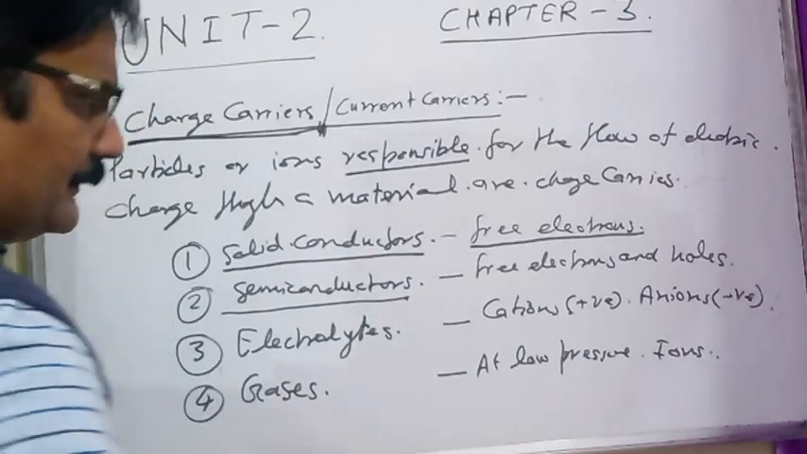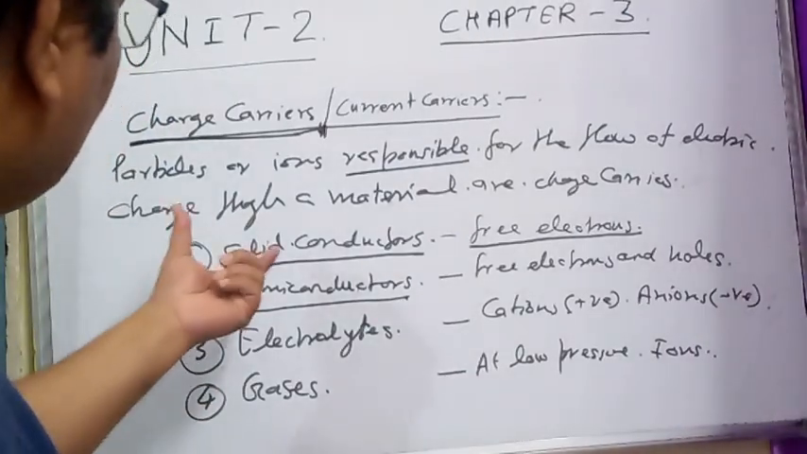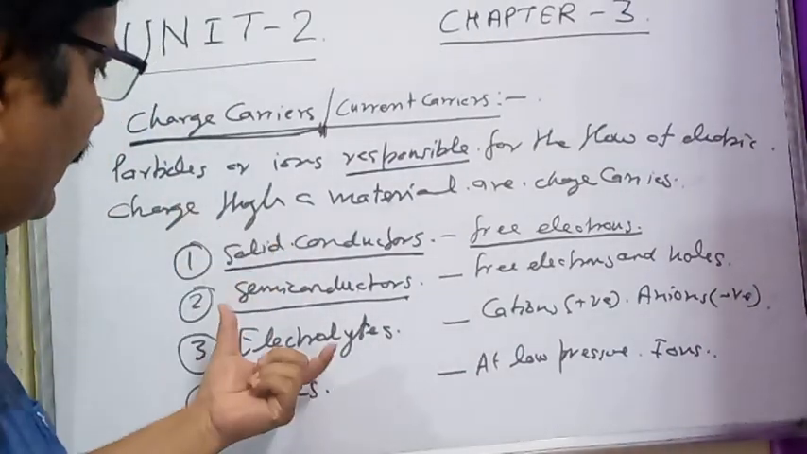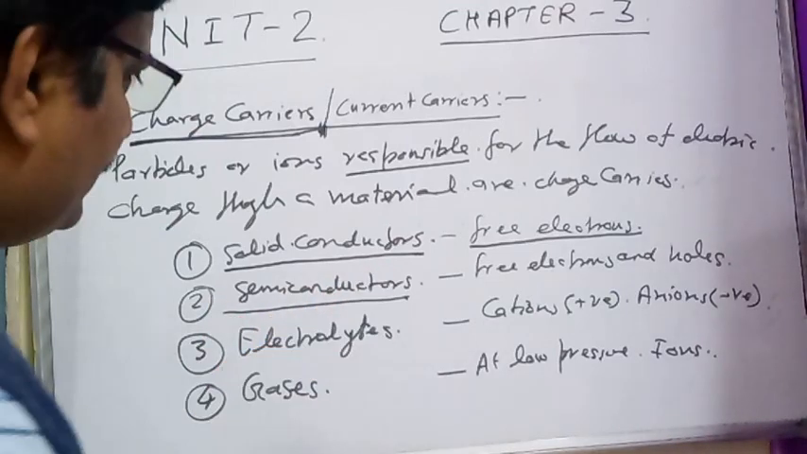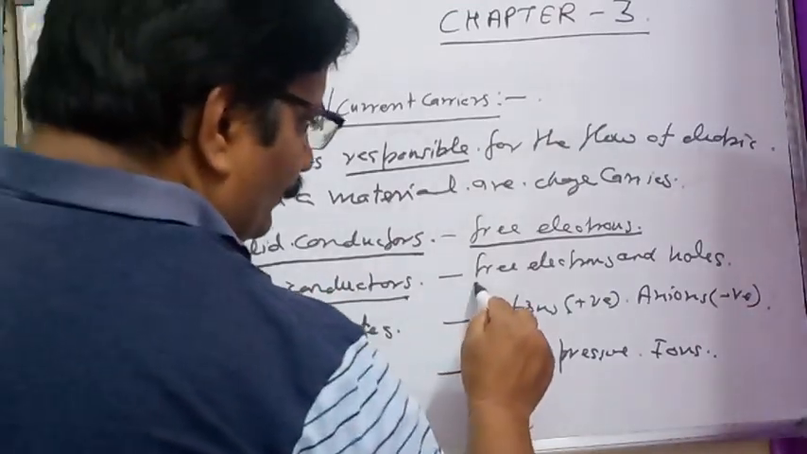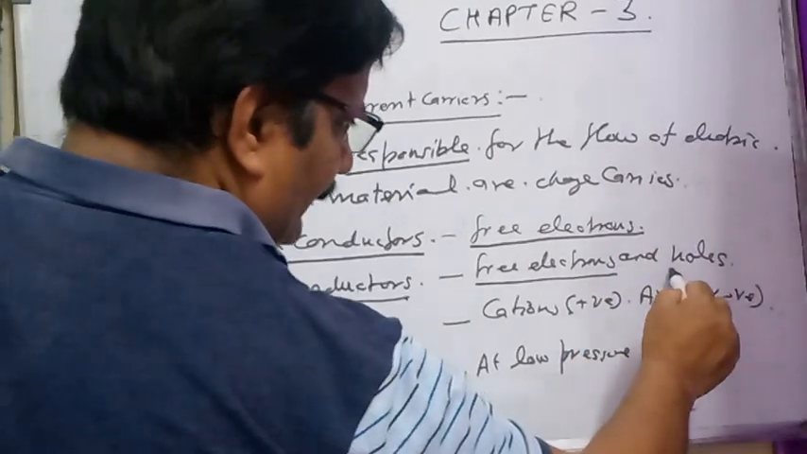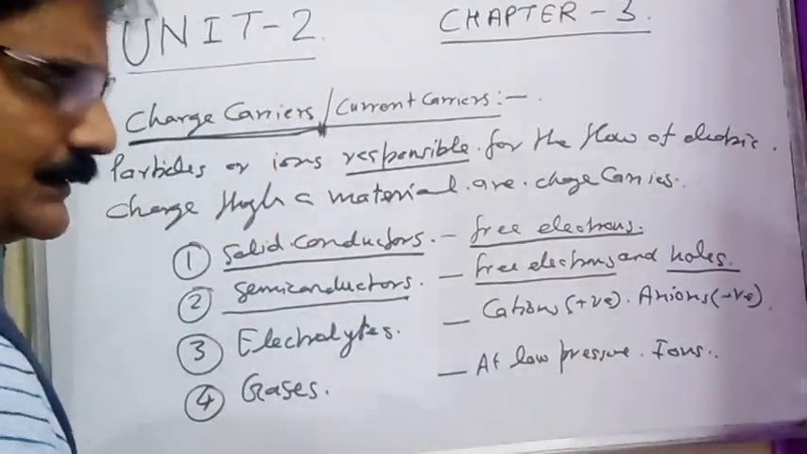About semiconductors, we will discuss in some other chapter in detail. In case of semiconductors, their conductivity is in between solid conductors or metallic conductors and insulators, and their conductivity is basically due to these two charge carriers, free electrons as well as holes. Holes are positively charged charge carriers.